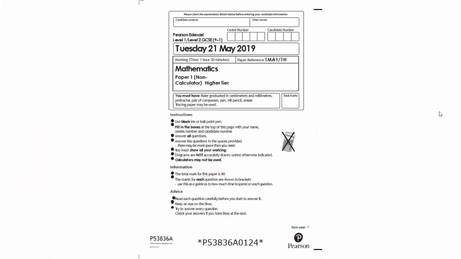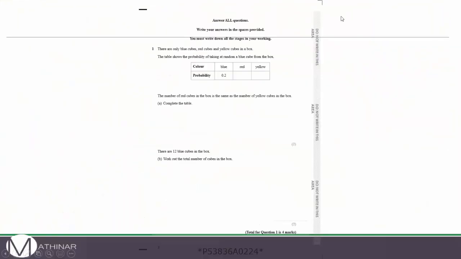The total number of marks is 80 and we have 90 minutes to complete the paper. So question 1. If there are only blue, red and yellow cubes in a box, the table shows the probabilities of taking a blue cube from the box. So the probability of a blue is 0.2, which means that the probability of red and yellow must add up to 1 take away 0.2, which is 0.8.